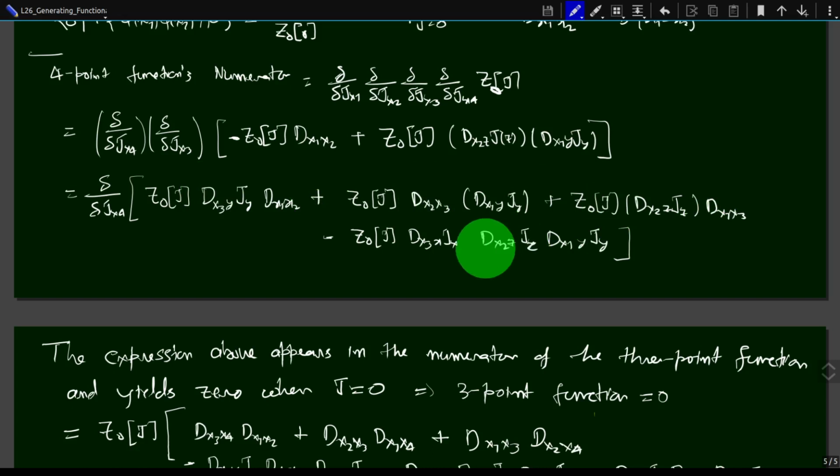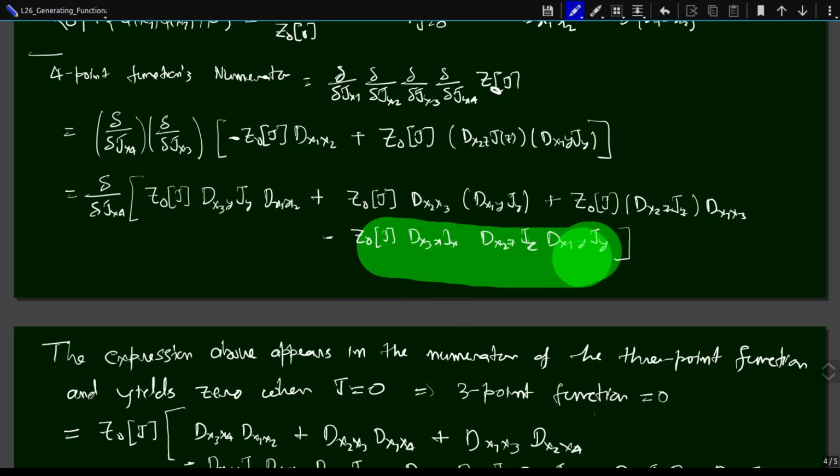Okay, now let's look carefully. This guy has one j sitting outside, which can be taken down by this derivative, so this will contribute. Wherever there is one j, it will contribute after one derivative. But when the derivative acts on z0 of j, that will not contribute. I can't throw away this term, but I can throw away this term right away.